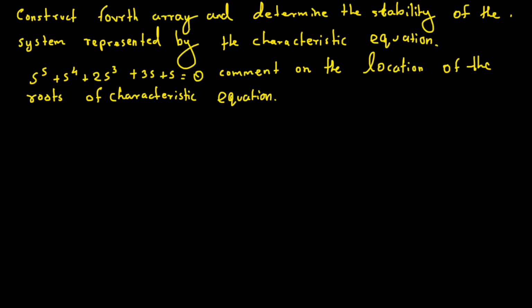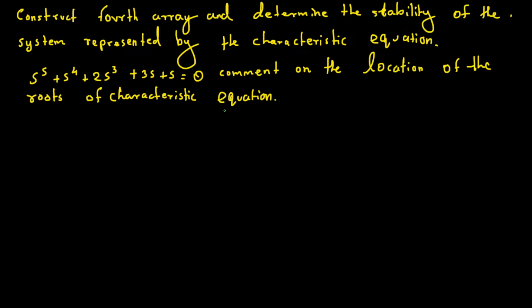The question is asking to construct the Routh array and determine the stability of the system represented by the characteristic equation S power 5 plus S power 4 plus 2 S power 3 plus 3S plus S is equal to 0. Comment on the location of the roots of the characteristic equation.